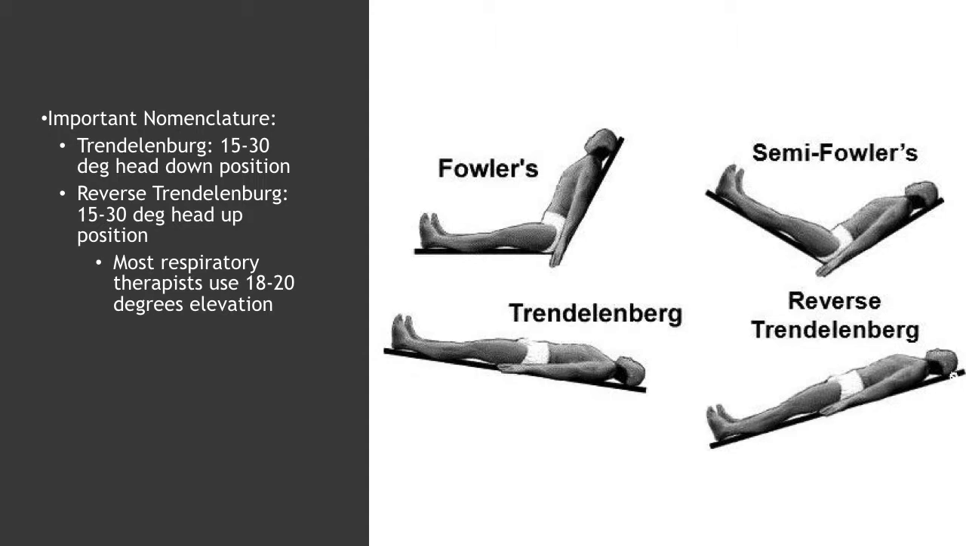So it's 15 to 30-degree head up position. And traditionally in the literature, you see the 18 to 20 degrees of elevation being used for either Trendelenburg positioning, being 18 to 20 degrees head down, or reverse Trendelenburg being 18 to 20 degrees head up. And also pictured here is what's referred to as Fowler's position, which we'll get into later, is used for the apical segments of the upper lobes.